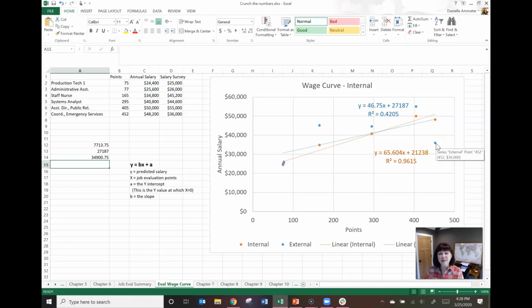So what does that mean? Is our job description accurate? Should we change it? Do we need to do job leveling? Remember what that is. Job leveling says maybe we have the same job title, but our job description is different than somebody else's job description. So we need to level that out. Those are the types of things that you need to look at.